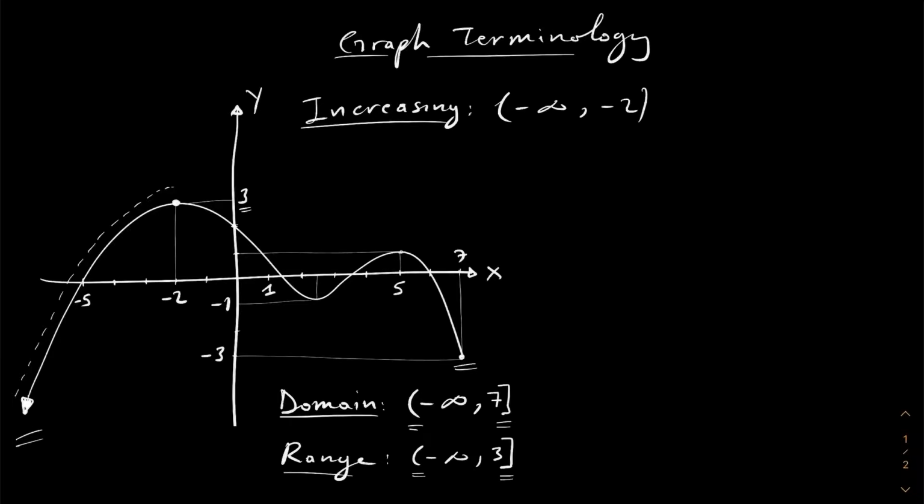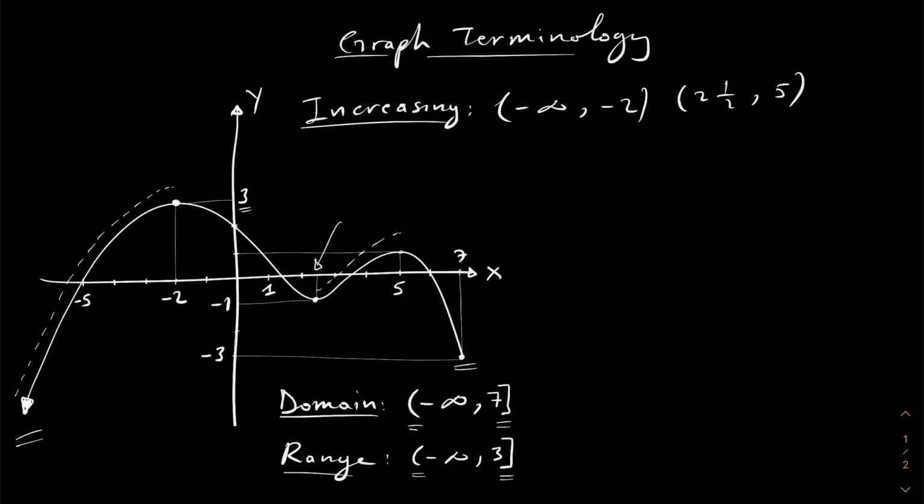And then from there, we're going to see that the graph also starts going up at 2.5 all the way to 5. And so those two intervals are where the functions are going up. That's where the function is increasing.